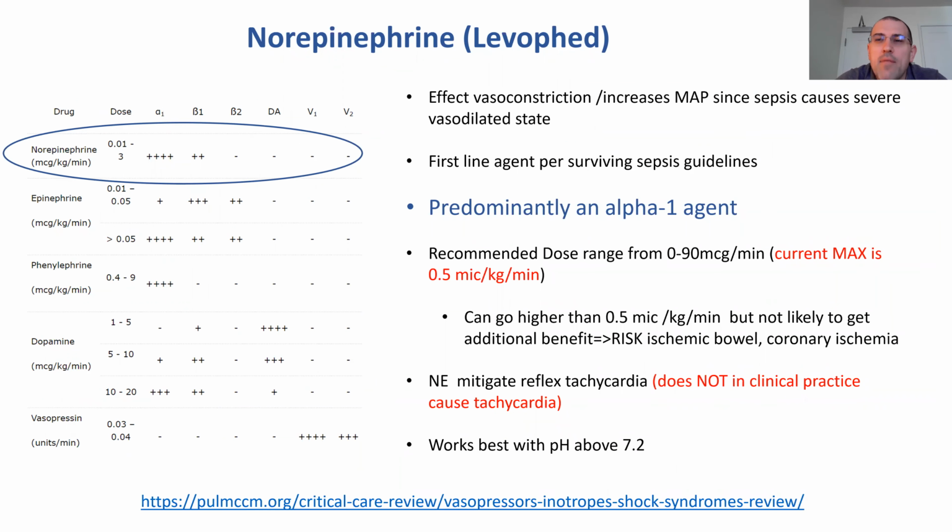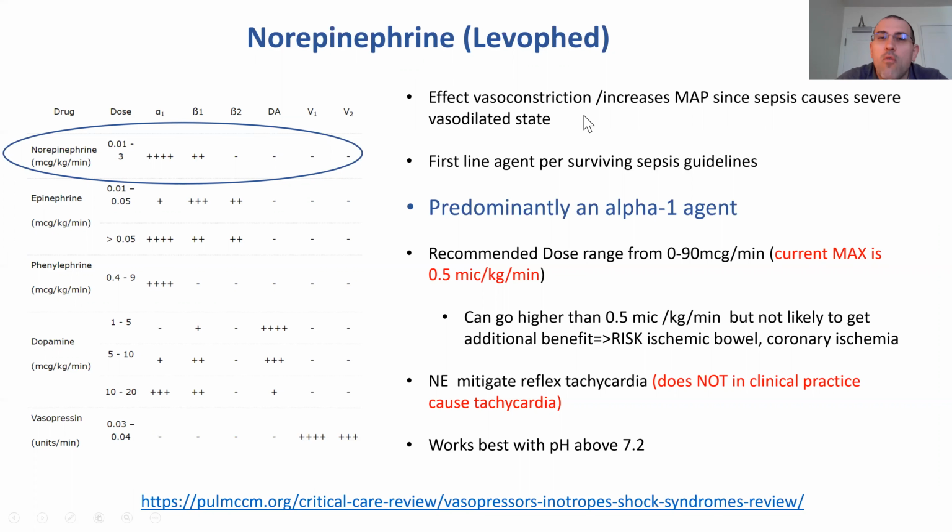So here's our first deeper dive into norepinephrine. And I'll first bring your attention over here to where norepinephrine is predominantly an alpha-1 agent. Now, if you were to use just a pure alpha-1 agent, again like phenylephrine, the effect on the heart would be a reflex bradycardia, and we don't want that. We want to preserve cardiac output. And so here, norepinephrine has some beta-1 activity, but in clinical practice, it has just enough beta activity to prevent the reflex bradycardia. And in clinical practice, you do not get a tachycardia with this medication.